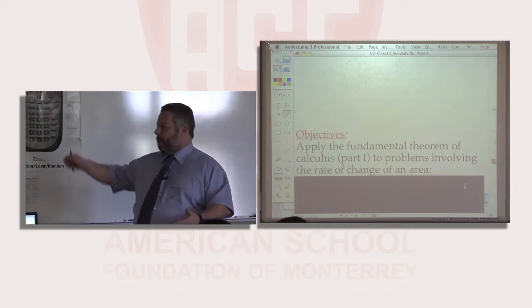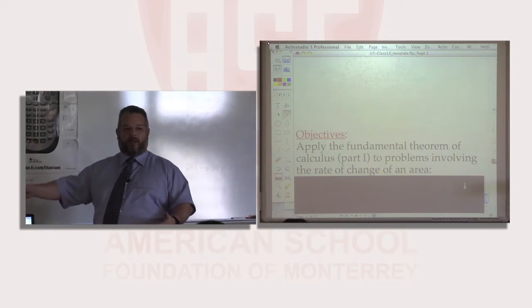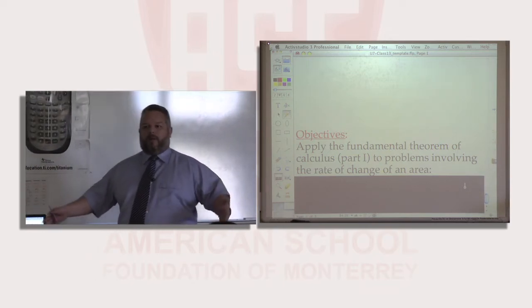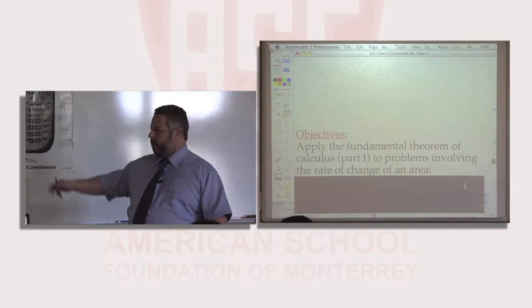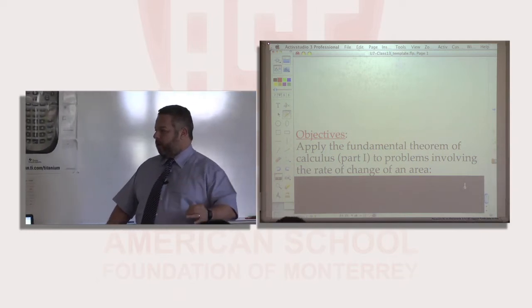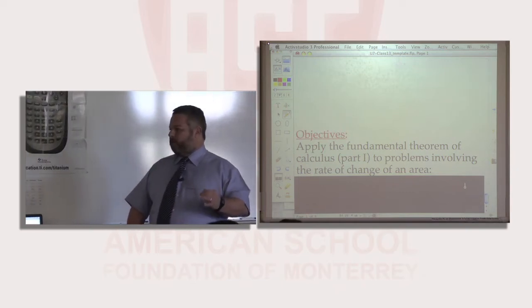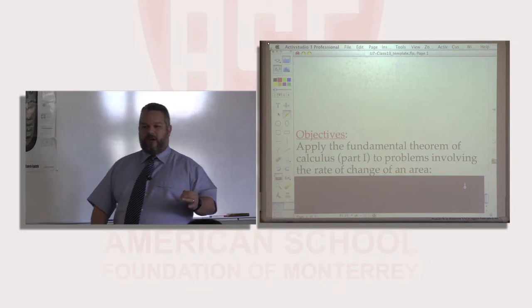So what we called part 2 is what your book calls part 2, but one of the homework exercises calls it part 1. It just depends on who you ask. But we're calling it part 2 to be consistent with your book. So today we're doing what your book calls part 1, which is applying the fundamental theorem of calculus to problems involving the rate of change of an area.